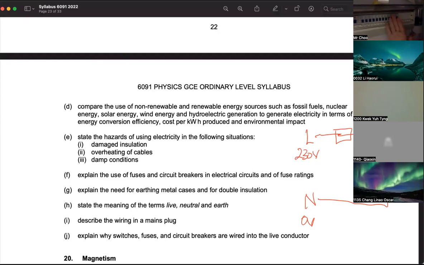Okay, so the thing is, if there is a trip, it tells you that something is not right. When there is a trip, something is not right. So what you need to do by right is not to go and reset the trip, because you know something is not right, therefore the power tripped. Is that clear?